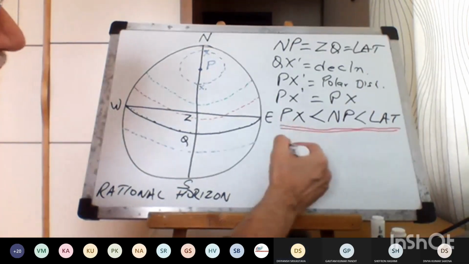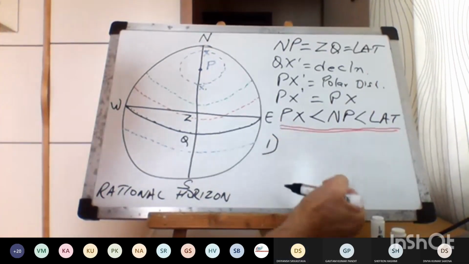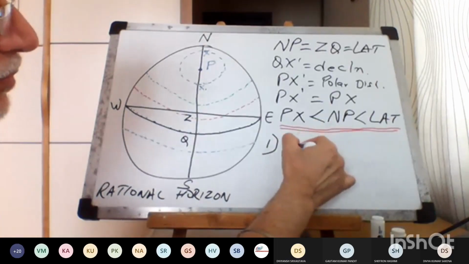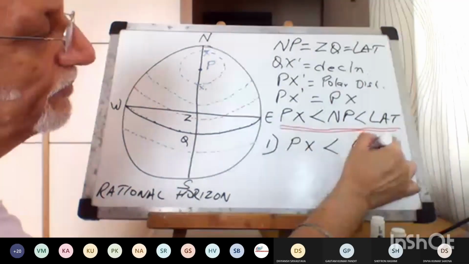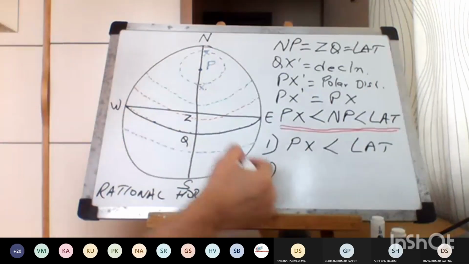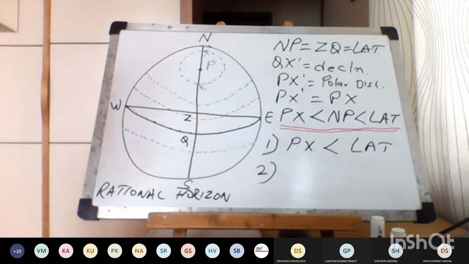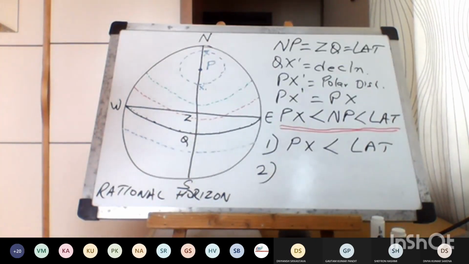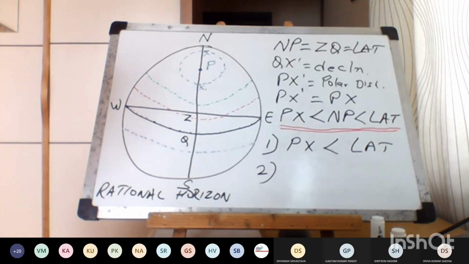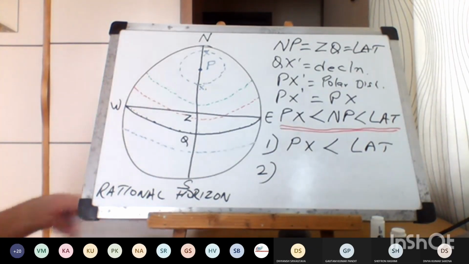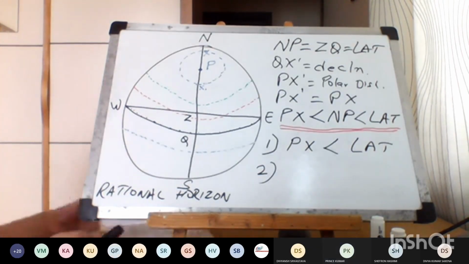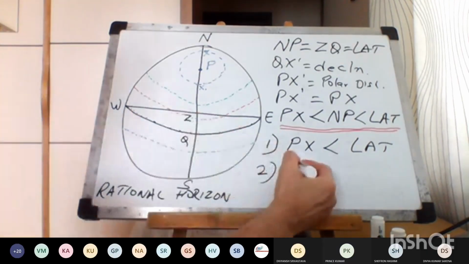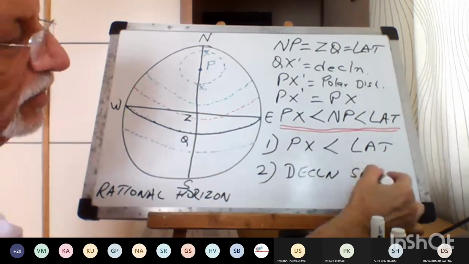So what are the conditions of a body being circumpolar? One, polar distance should be less than the latitude. That is one condition. Second condition, apply your minds. Second condition: declination will be very high, declination same as latitude of observer.